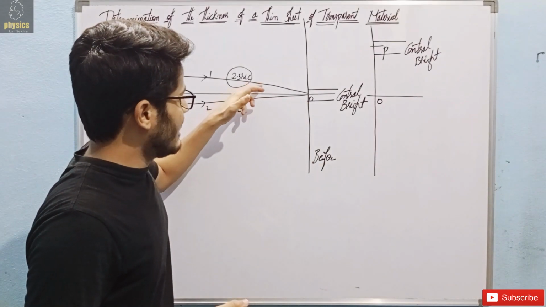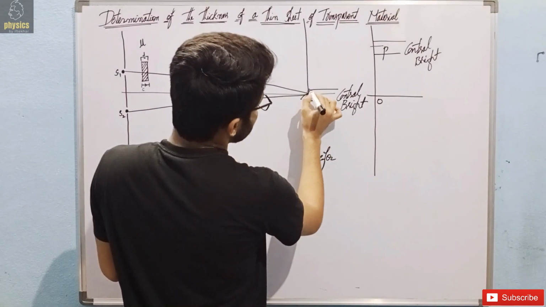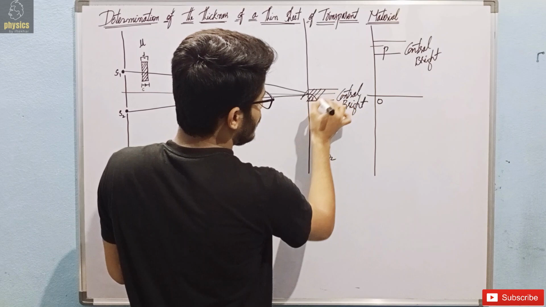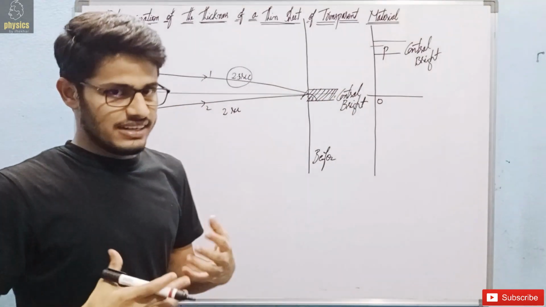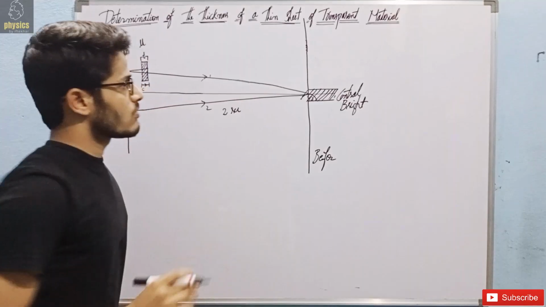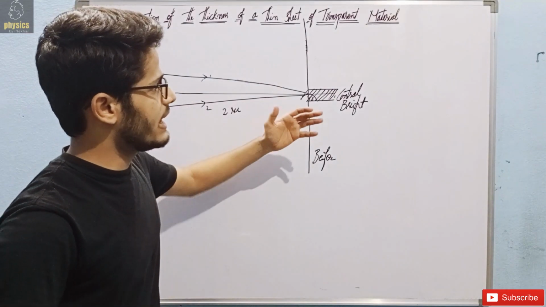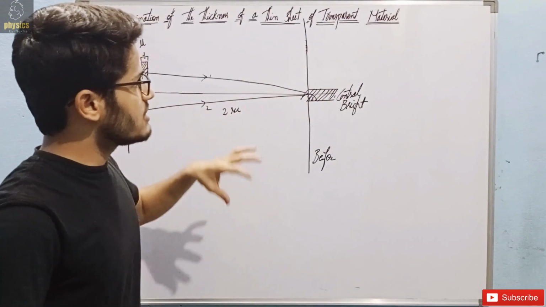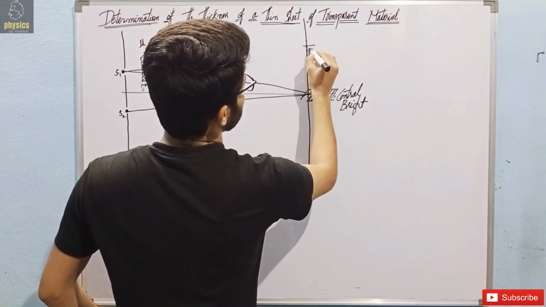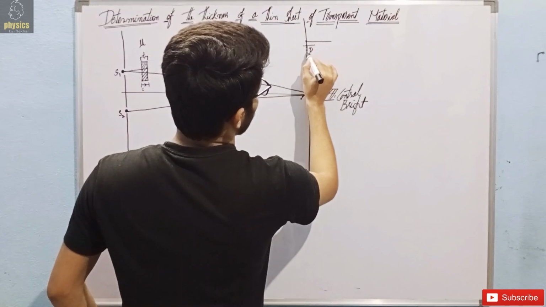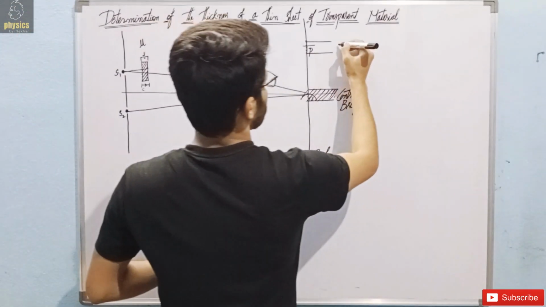Because of this delay, you will not be getting a bright fringe but a dark fringe over there. That is the reason why we are not getting the central bright at point O. Instead, we are getting the central bright at point P. Now we'll see what the reason is that we are getting the central bright at point P.